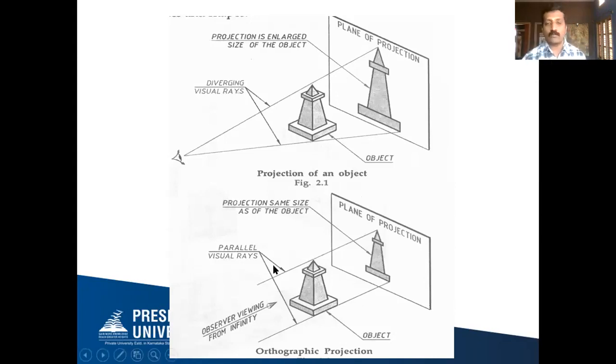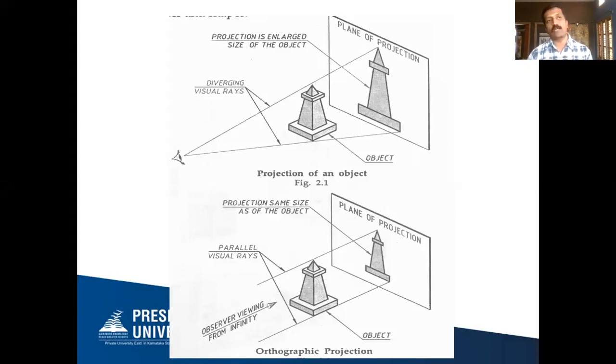Whereas in the orthographic projection, what is the condition given? After identifying the contour end points of the object, while drawing the projector lines from there, see to that all the projector lines are parallel to each other. This is very, very important. And the projector line which meets the particular plane of projection is perpendicular to it. Then whatever the shape of the object that you are projecting, the same shape as well as the size you are going to get. So this is called the orthographic projection.